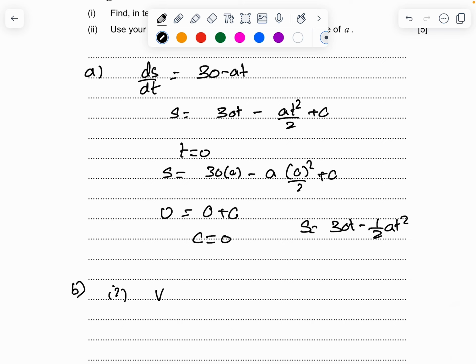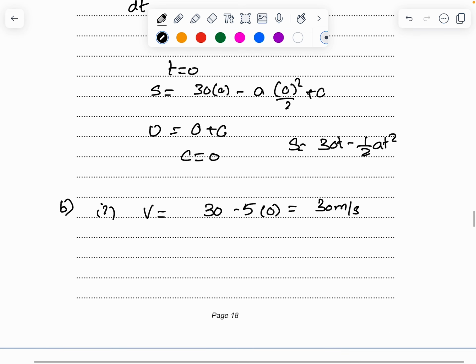So for part 1, velocity will be 30 minus 5 times 0, which is going to be 30 meters per second. The train will stop, means velocity should be equal to 0. So 30 minus 5t equals 0 means t equals 6 seconds.